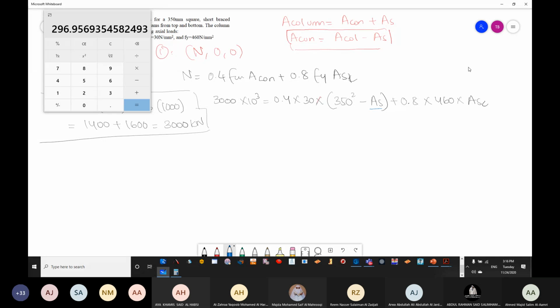Okay. So we said n is equal to 0.4 absolute area of concrete.